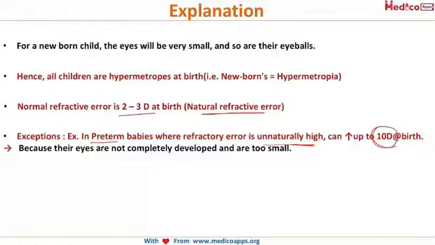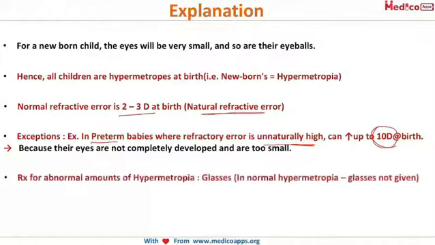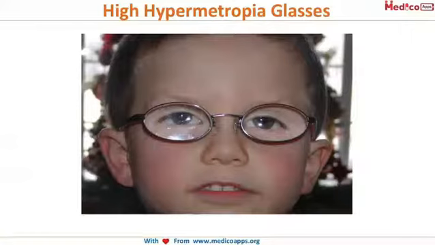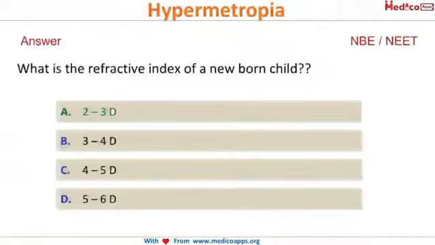So the treatment of hypermetropia is glasses, okay, only for abnormal amounts. In normal amounts we will see why glasses are not given in a little while, right? So these are the hypermetropia glasses. So we have seen the answer for this question is 2 to 3 diopters. The refractive error of a newborn, please memorize this, plus 2 to plus 3 diopters.